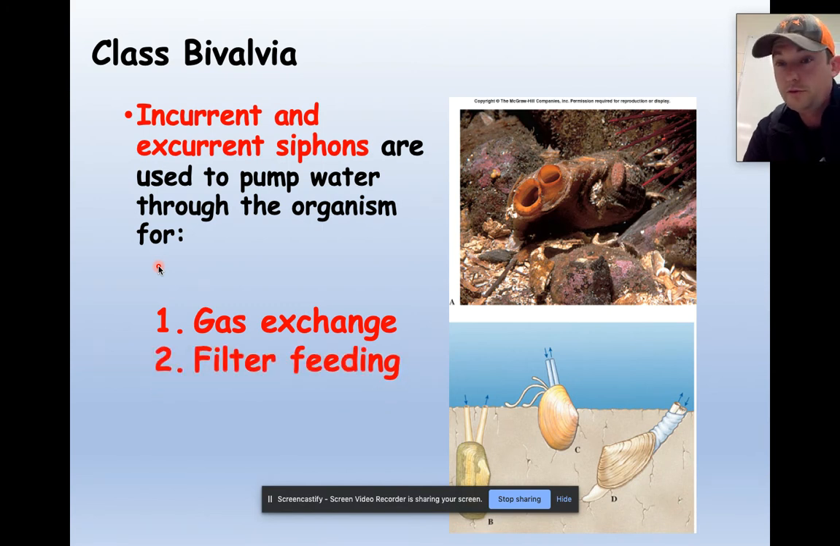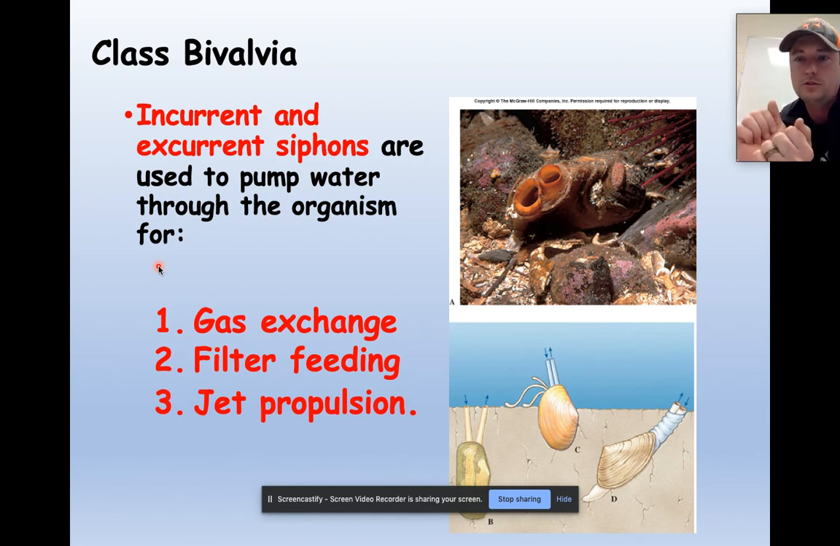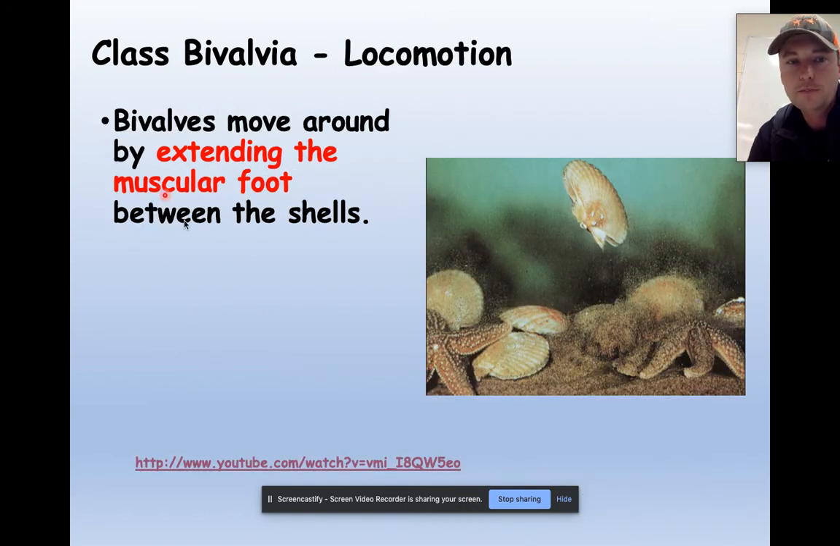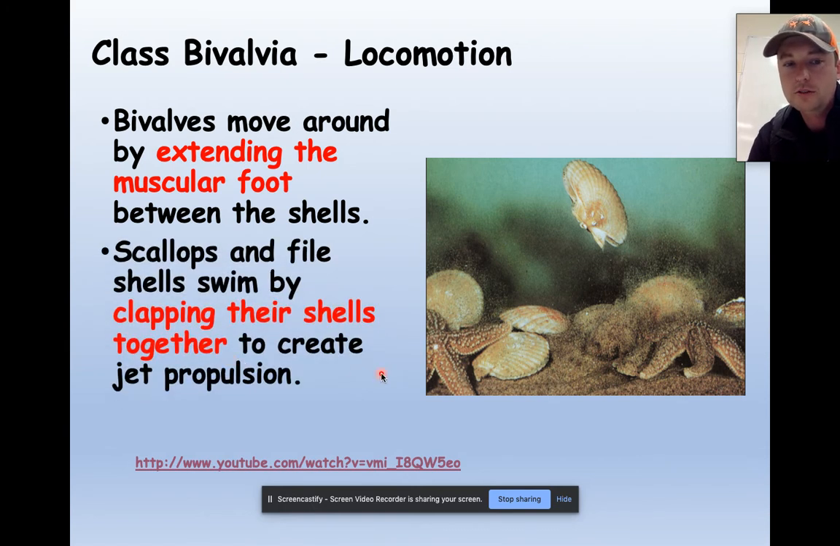They filter feed as well, and some move by jet propulsion. There are some, like scallops, that can sit there and move their hinge joints, taking water in and expelling water. They can actually move through the water, which is kind of neat to see. Bivalves will also move around by extending their muscular foot between their shells, and some, like I said before, can move by their hinge joints.